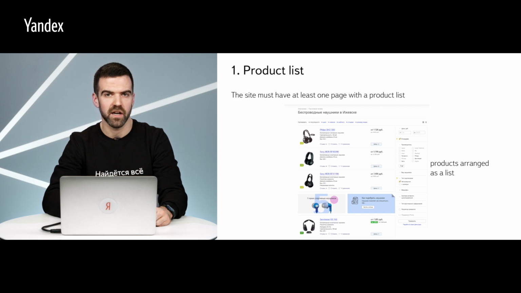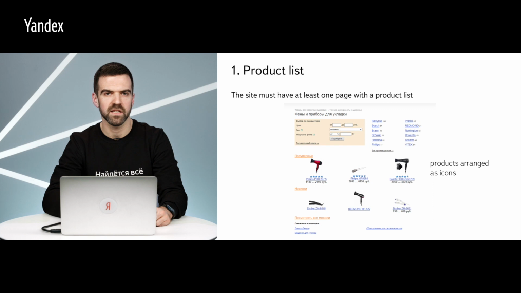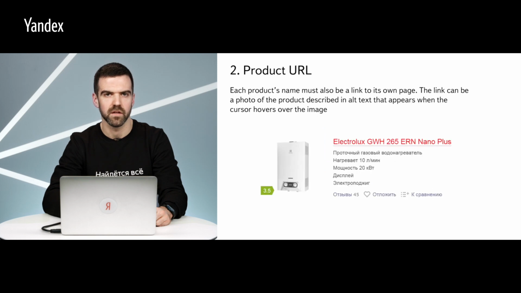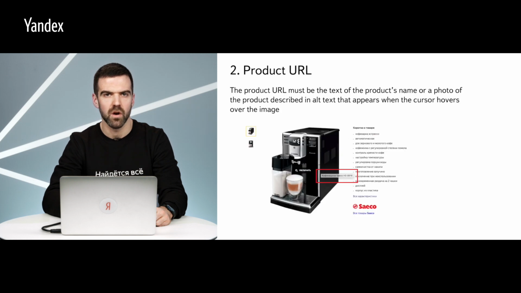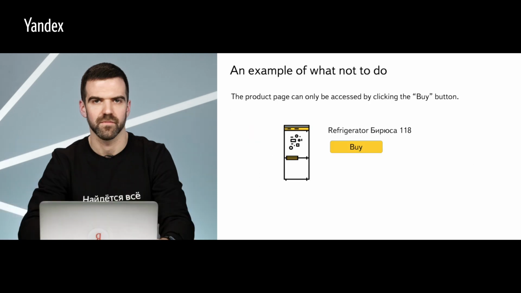Let's use Yandex Market as our example, the #1 marketplace in the Russian internet. Products can be organized into lists or as icons. The name of each product is a link to the product page, or if the link to the product page is a photo of the product, it is described in alt text that appears when the cursor hovers over the image.